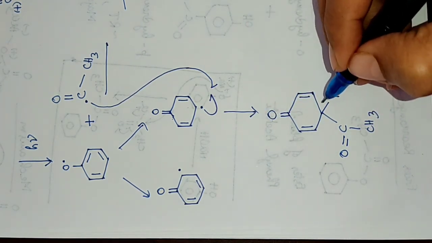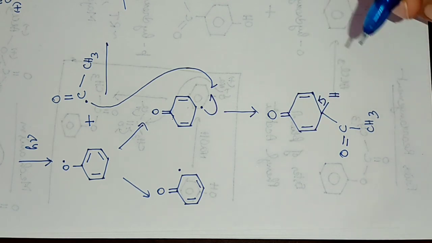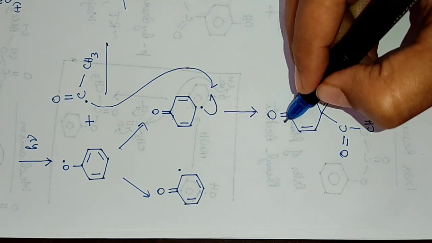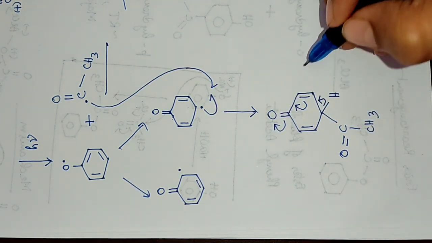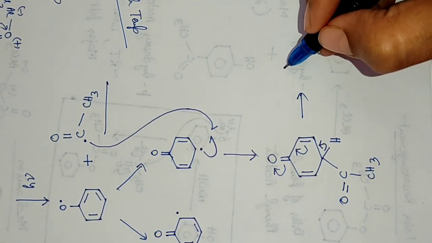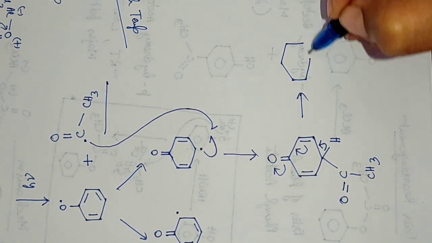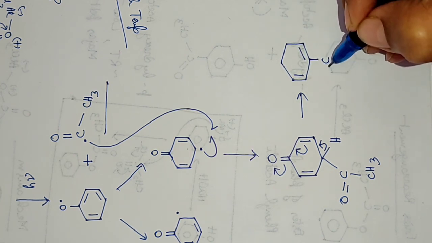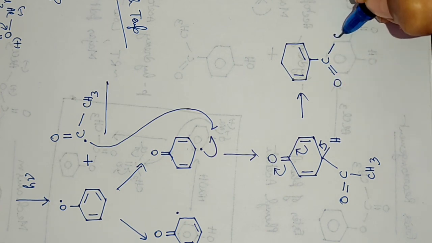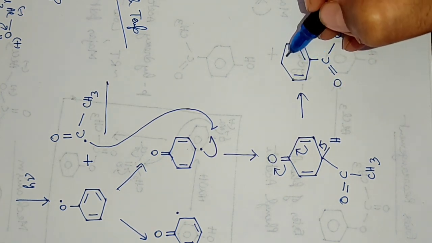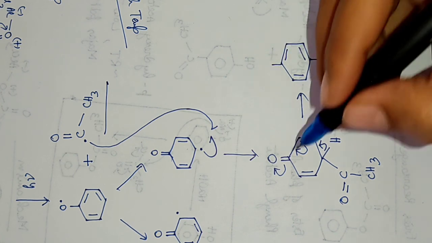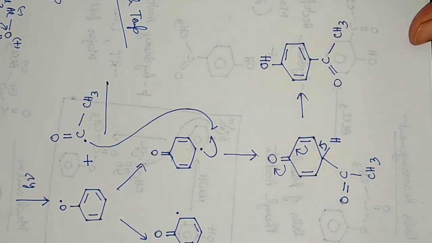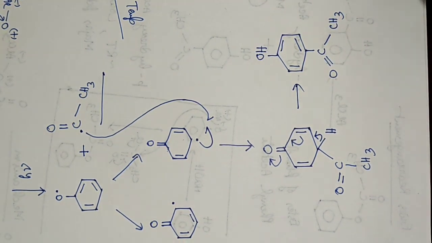Now to gain aromaticity, this H plus is released, it comes here. So aromaticity is gained, and what happens? This becomes O minus and it captures this H plus and it becomes the para isomer. So this is the photo-Fries rearrangement.